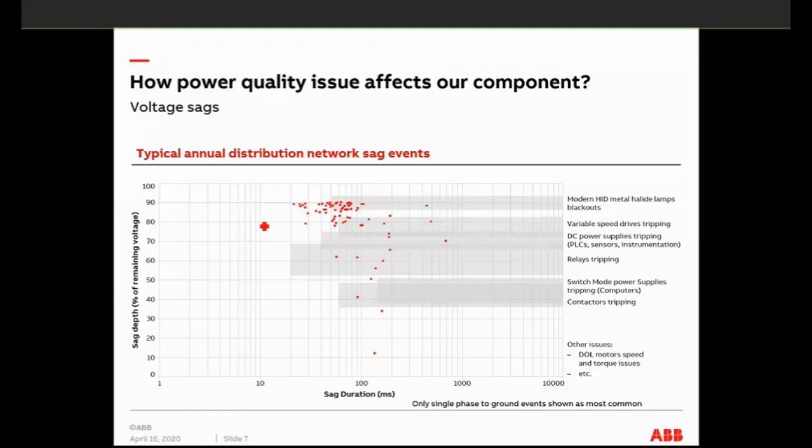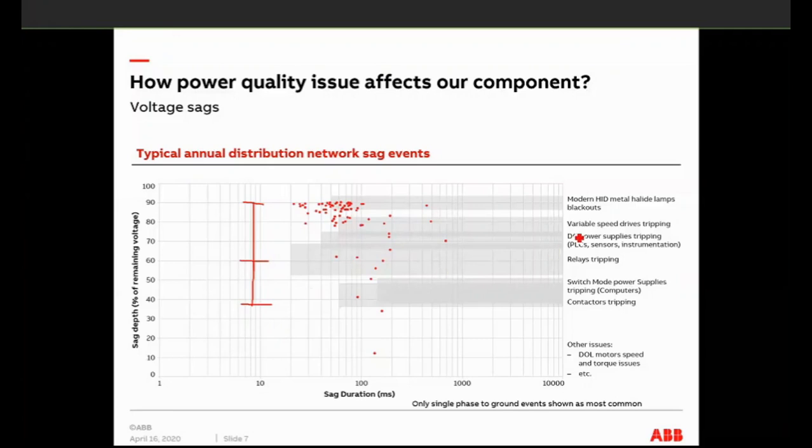And from 90% to 60%, most of the time we will hear our contactor chatter. And below 60%, when it reaches up to 40% remaining voltage, then our contactor will trip.